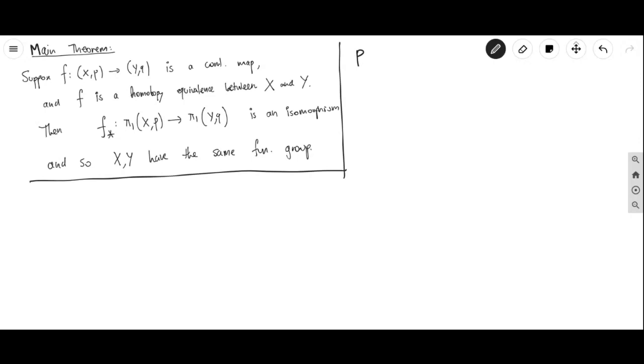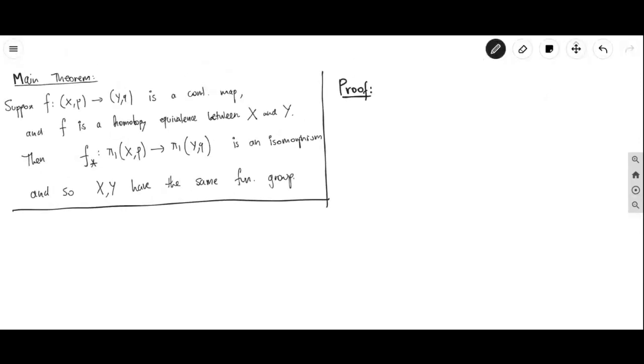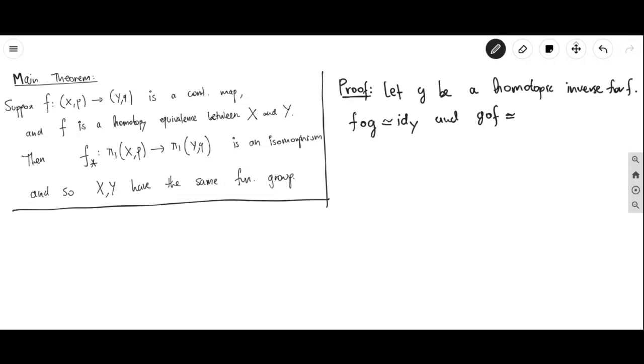So how do we prove this? Proof. Let's begin with this. Let G be a homotopic inverse for F. That would mean that if you do F composed with G, that's going to be homotopic to the identity on Y. And if you do G composed with F, that will be homotopic to the identity on X.